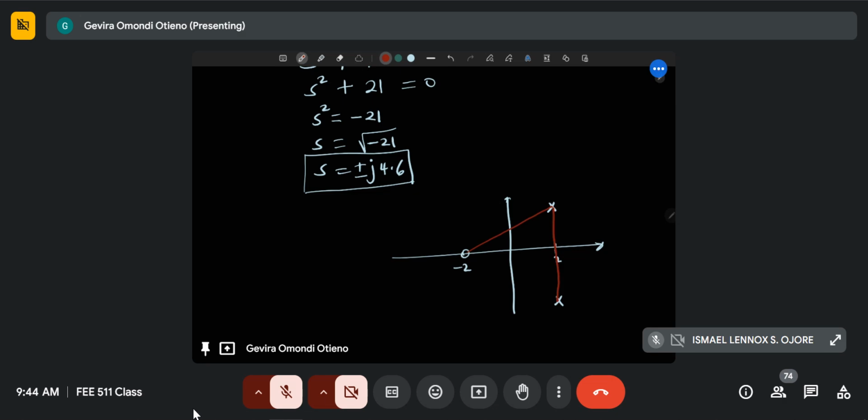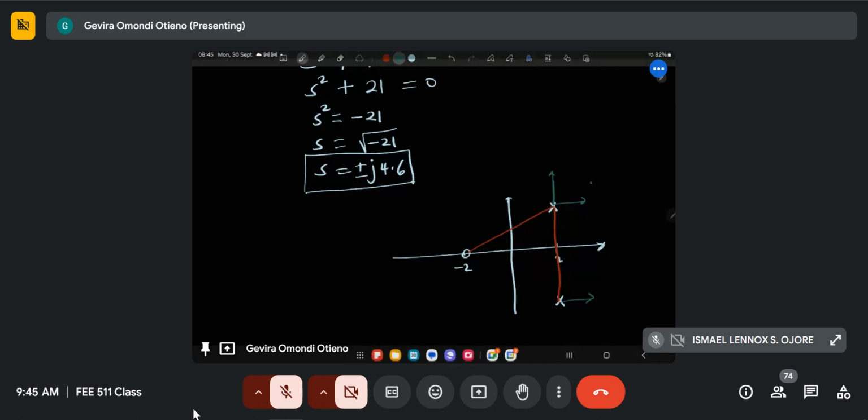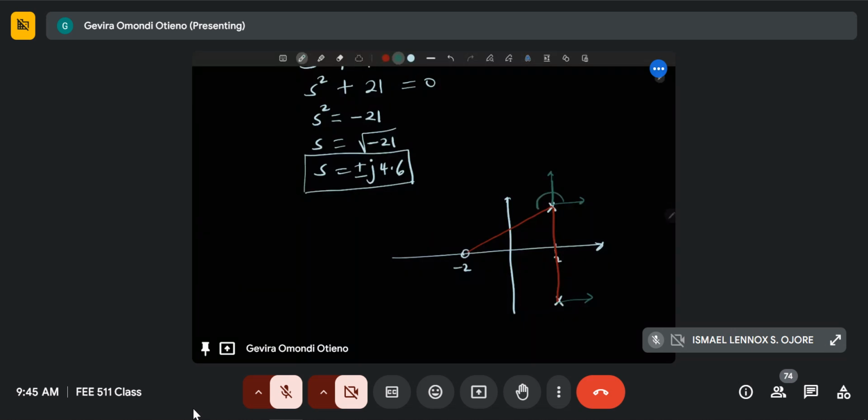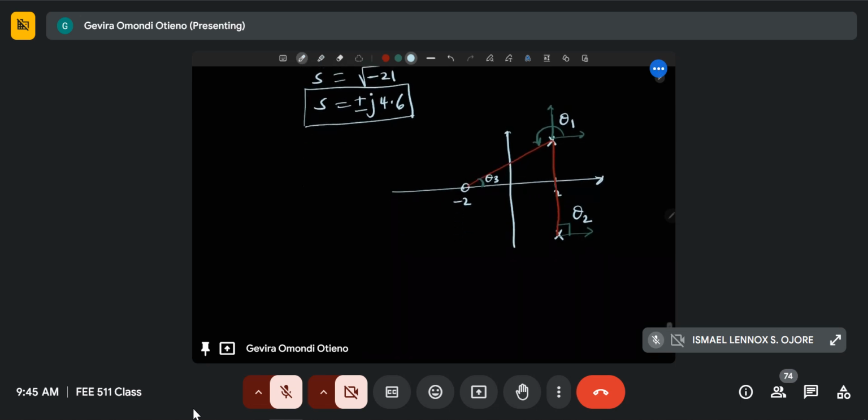Because we are interested in these points here, we are interested in this angle here, and also this angle here and this angle here. So this is what we are calling theta 1, this is theta 2, and this is theta 3. If we had another 0, maybe somewhere here, you'd draw another angle there and call it theta 4, but we don't have that. So we only have these 3.